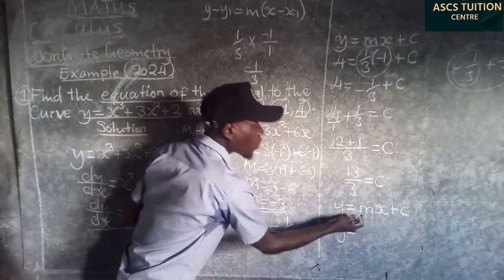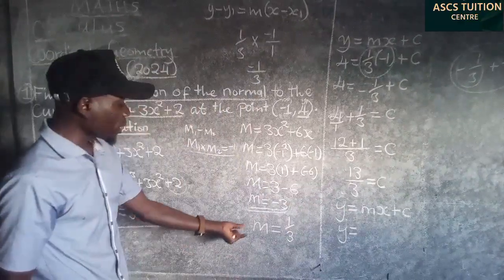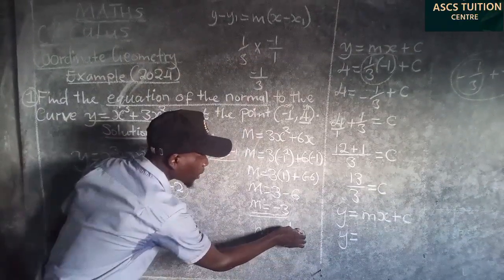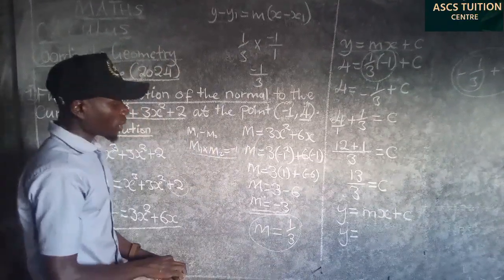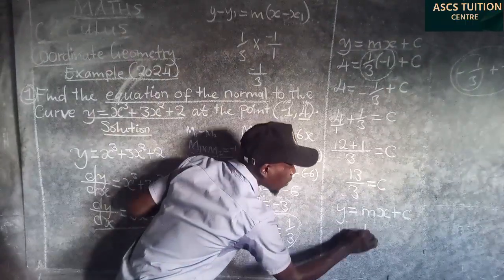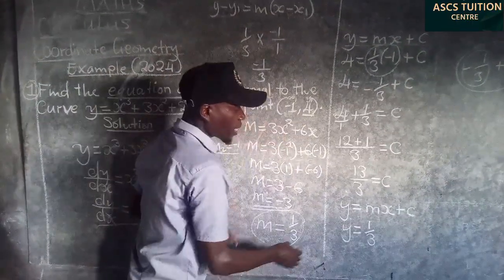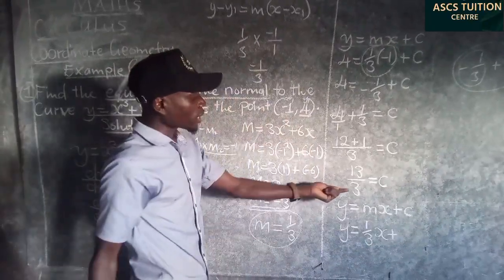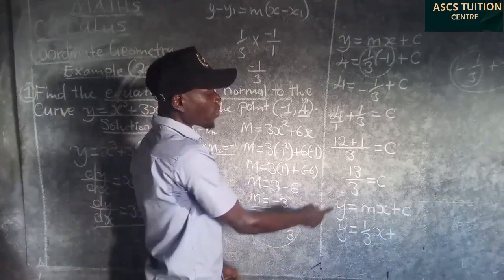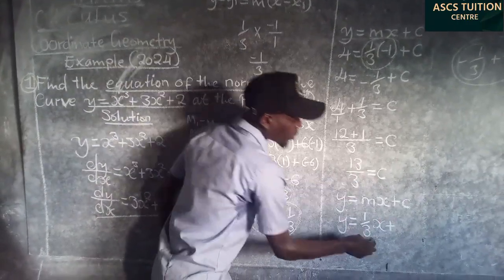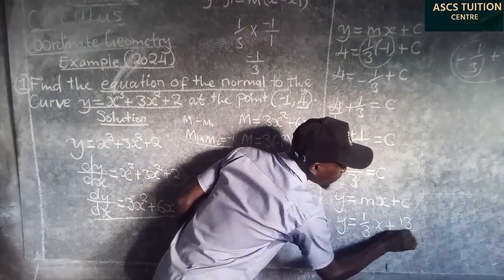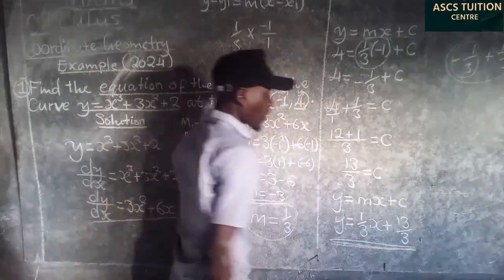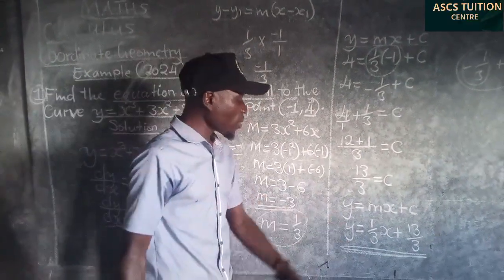Okay. After that, we say y equals, where there is a gradient here, we have already calculated that our gradient is 1 over 3. So you just get this gradient of ours. Okay, so you say gradient is 1 over 3. So you write 1 over 3, and then you write x. Then plus the constant, which we have just calculated. In this case, we have 13 over 3. So you write 13 over 3. And so this is the equation of the normal. Okay, so this is our final answer.